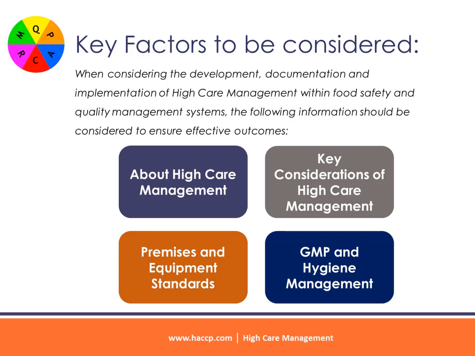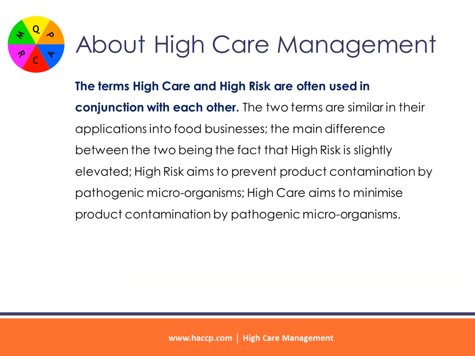About high care management. The terms high care and high risk are often used in conjunction with each other. The two terms are similar in their applications into food businesses. The main difference between the two being the fact that high risk is slightly elevated. High risk aims to prevent product contamination by pathogenic microorganisms. High care aims to minimize product contamination by pathogenic microorganisms.